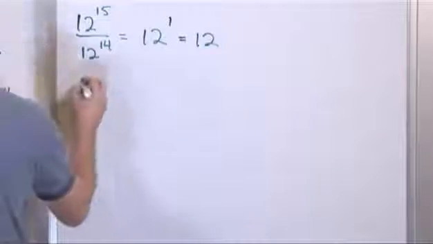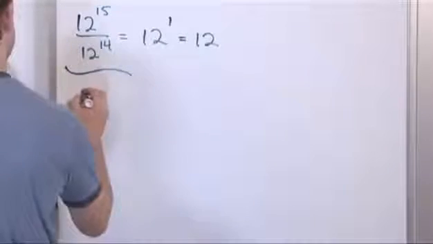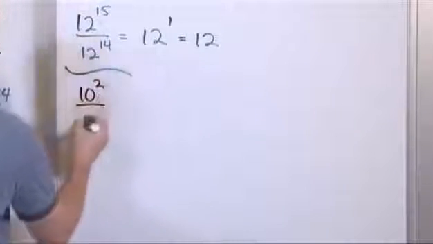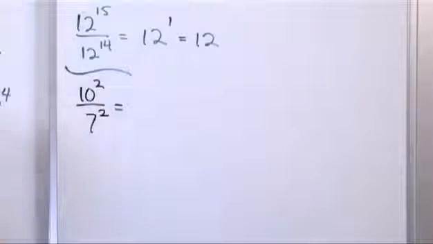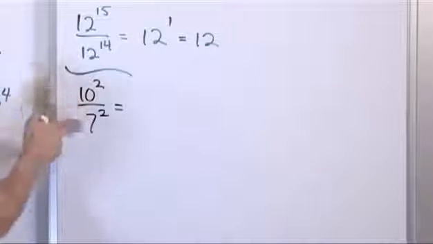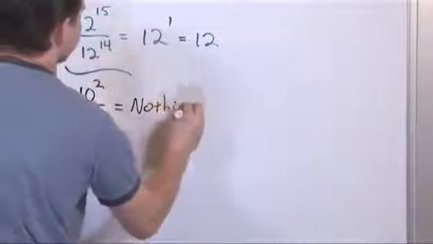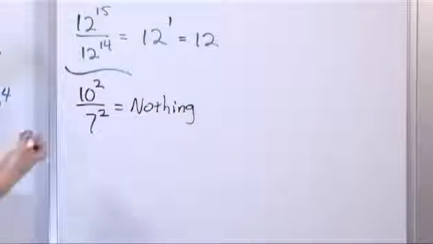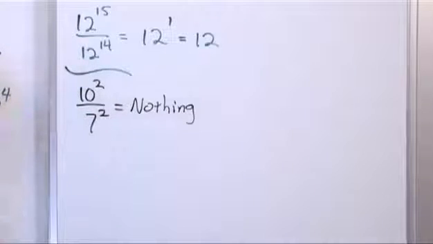Now, to switch gears a little bit, let me switch colors. What if I had 10 raised to the power of 2 divided by 7 raised to the power of 2? Well, yes, I can put this in a calculator and get a number, but I can't simplify this anymore because this base is different than this base. So I can't do anything to simplify it anymore. I can calculate the answer, sure. 10 times 10 on the top and 7 times 7 on the bottom, and I can divide and get a number. I just can't simplify that anymore.